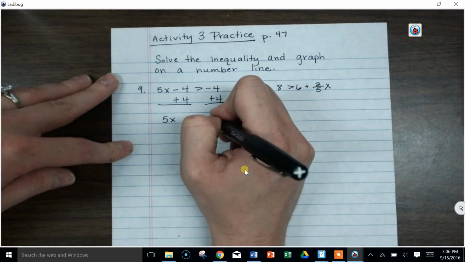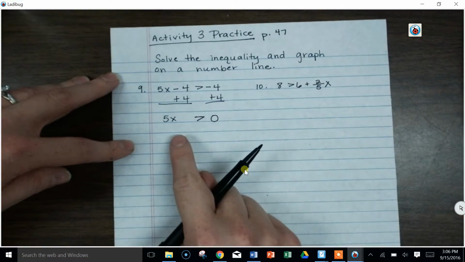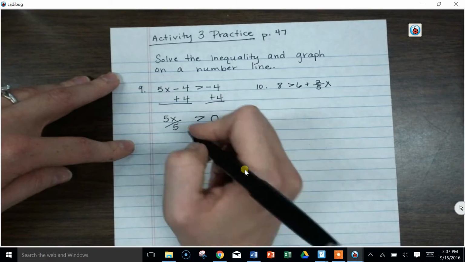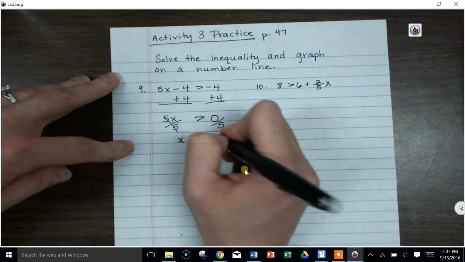Negative 4 plus 4 is 0. I know you get a 0, but that's okay. Next, I want to divide both sides by 5. That becomes a 1, and 1x or x is greater than 0.